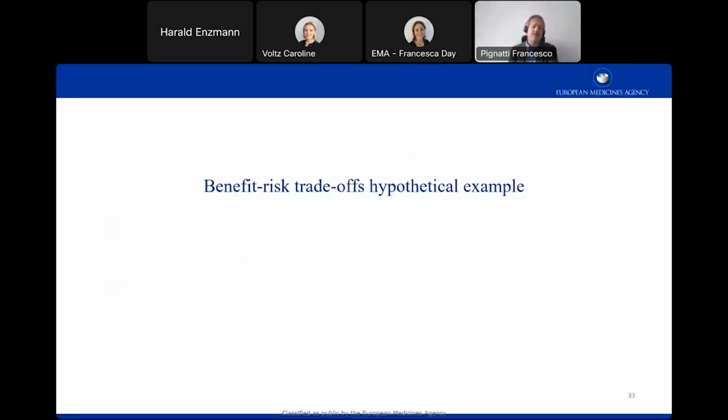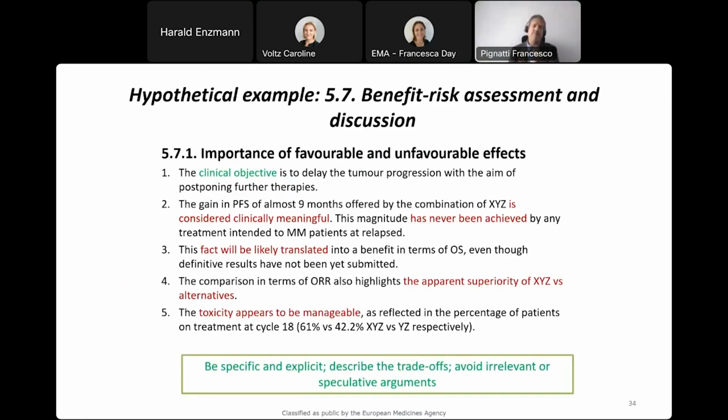And let's look at an example which is kind of modified from an older example when we didn't have this guidance. And this is the type of language that we were trying to solve. So yes, point one in this importance of favorable effects discussion.